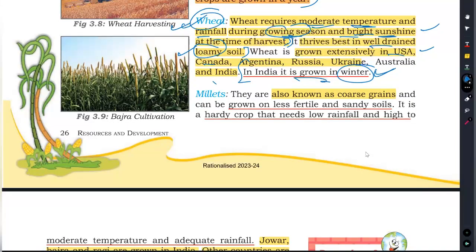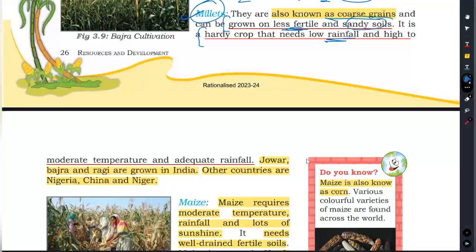Now let us know about the millets. Millets are also known as coarse grains. They are grown on less fertile and sandy soils. That's why the production of millets is very important. Why? It requires very less fertile soil, a hardy crop that needs low rainfall, high to moderate temperature and adequate rainfall.